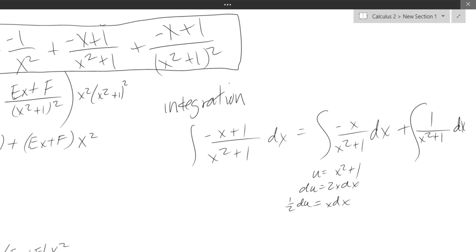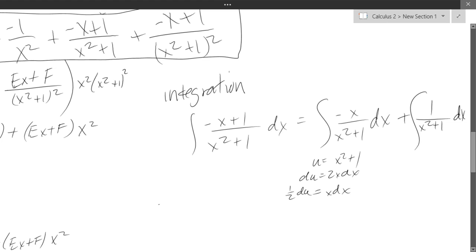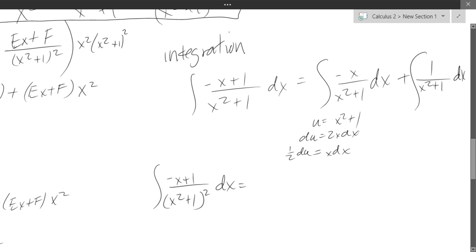All right, last up. This one looks scary, it may not be so bad. The integral of (negative x plus 1) over (x squared plus 1) squared dx. I could do the exact same trick we did last time, just with the denominator squared. So the integral of negative x over (x squared plus 1) squared dx, plus the integral of 1 over (x squared plus 1) squared dx.